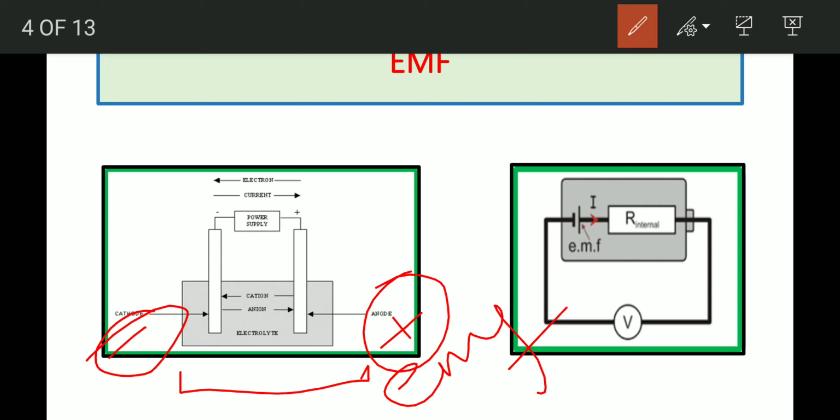Here we define EMF in the open circuit. What does it mean? It means that there is no resistance, no load, no appliance connected to this EMF, right? So this is the concept of EMF. The potential difference that exists between the two electrodes in the open circuit.